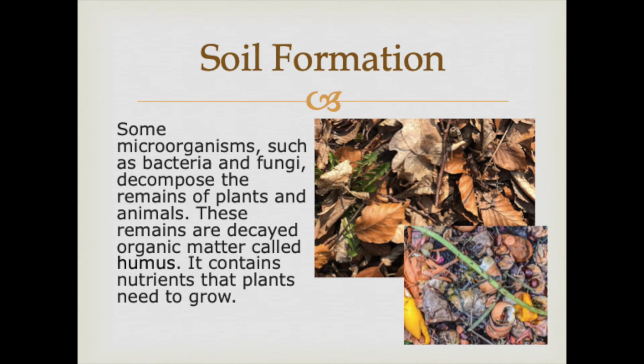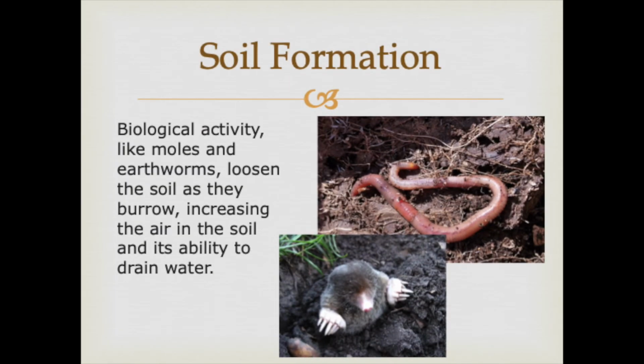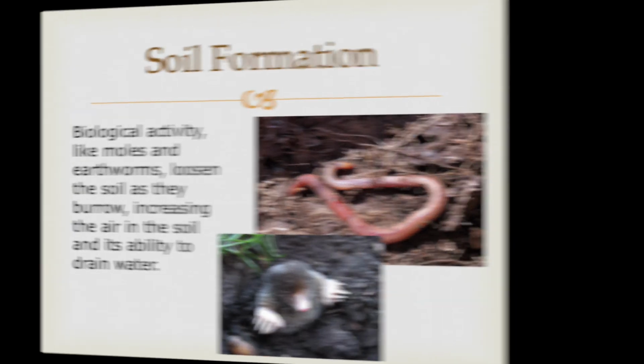Okay, so minerals and the rock part of it, no problem. What about, where does the organic matter come from? This comes from microorganisms such as bacteria, fungi, parts and pieces of plants and animals and their remains that have decayed into the ground. Well, biological activity like moles and earthworms and other animals loosen up the soil and permit water and also air to flow freely through the soil, which makes for a better situation for plants to grow in.